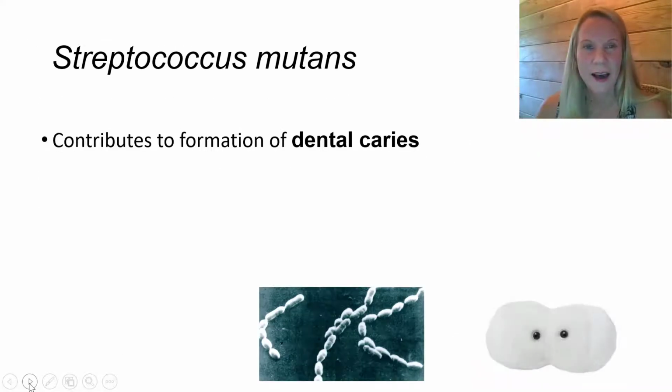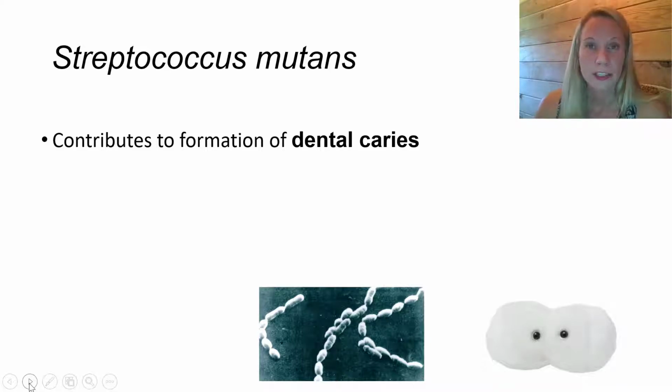Okay, so let's start in the mouth. Here's Streptococcus mutans. Streptococcus mutans is in the genus Streptococcus, so although not always, the genus name sometimes refers to the morphology of the bacteria. So this is the arrangement of streptococci. So those circle-shaped, what we call cocci-shaped bacteria in a chain.